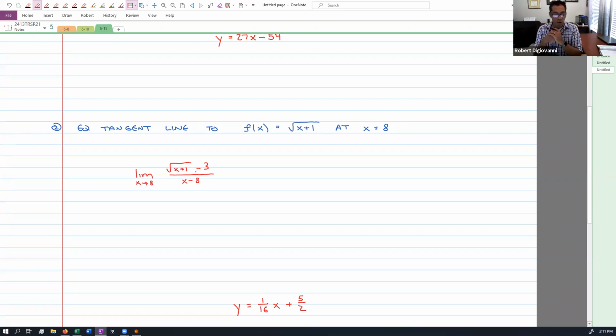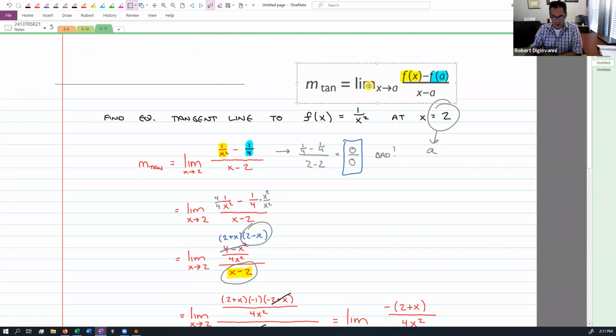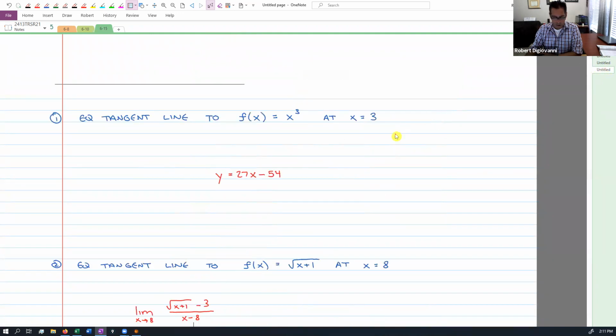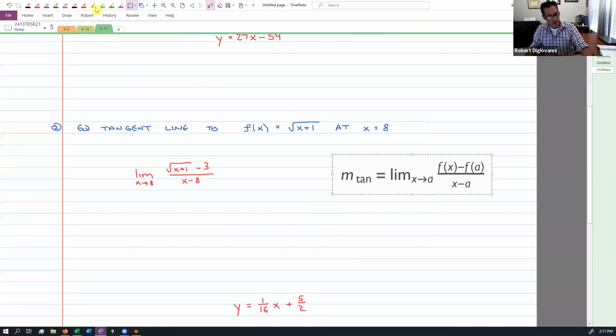Okay, is everyone clear on that step? That's the initial setup of everything using the formula right here. Pop that in here real quick. So the f of x is just this. The f of a is that part right there, because when you plug in 8 into this, 8 plus 1 is 9, square root of 9 is 3, and then over x minus 8.